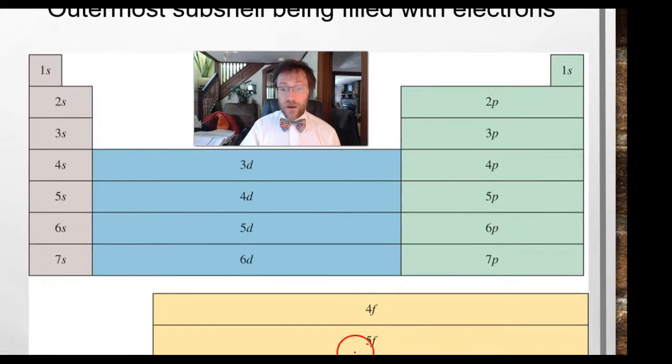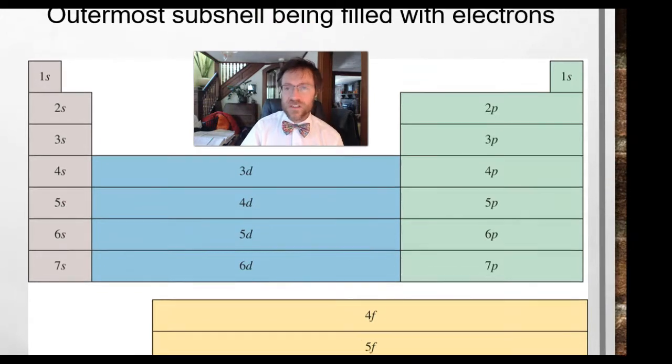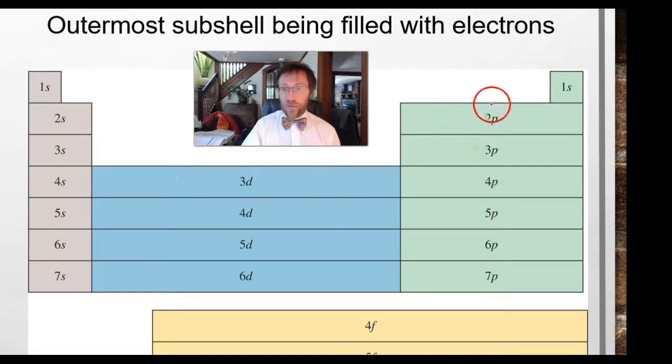And here is where the f shells are being filled. These two groups behave so similar that it took until the 1940s before we could actually distinguish between them. They behaved so similar. And so that's basically why the periodic table looks the way it does. You guys get what I'm saying?